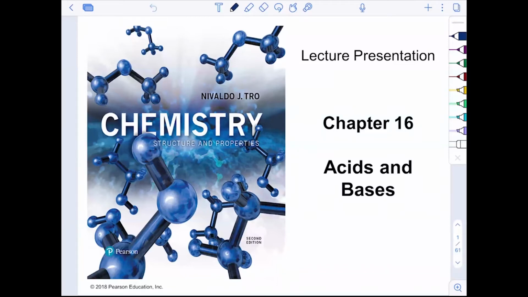Welcome to chapter 16, acids and bases. Now that we've gotten a really good hold on thermodynamics and kinetics, we're going to talk again about acids and bases and their ability to drive a specific chemical reaction, the acid-base reaction or neutralization reaction. Some of these reactions are going to be straightforward and forward reactions only. Some of them are reversible reactions.